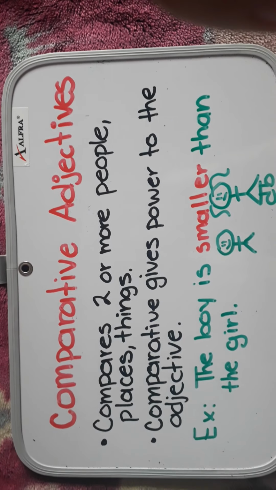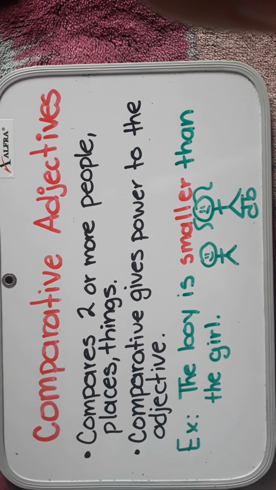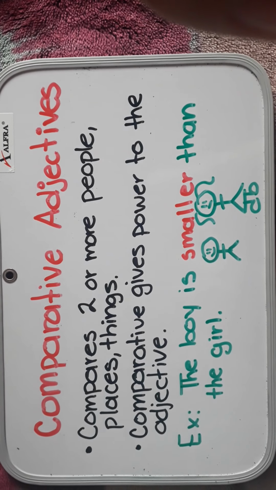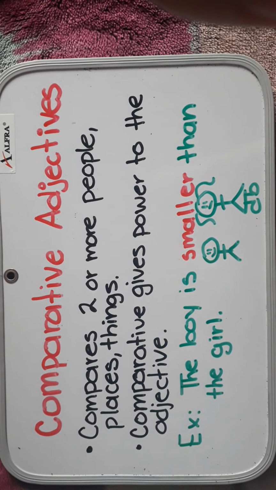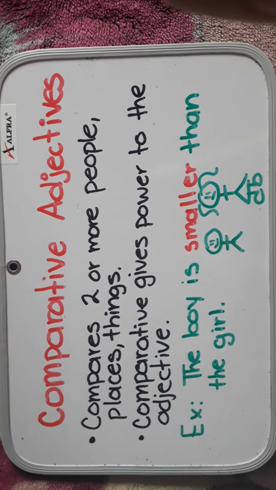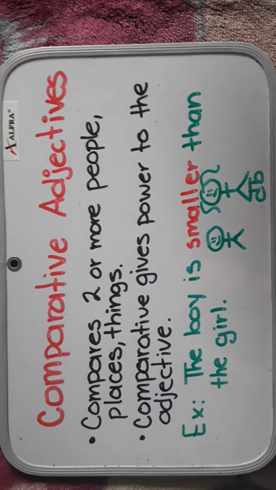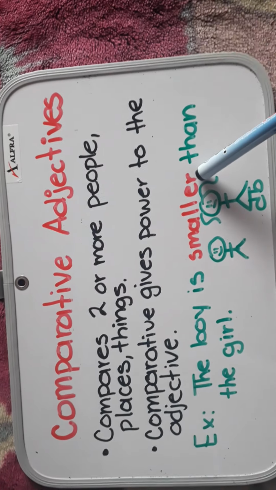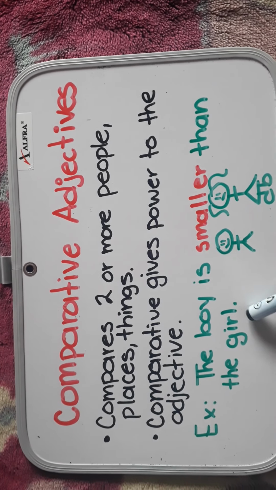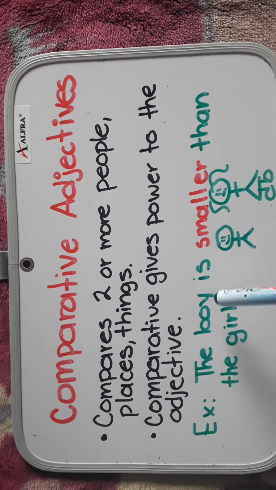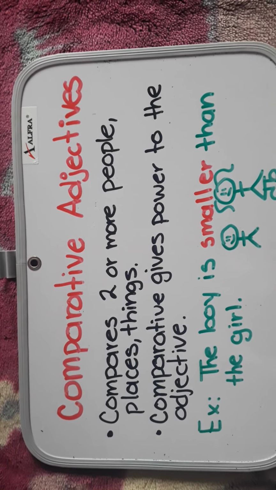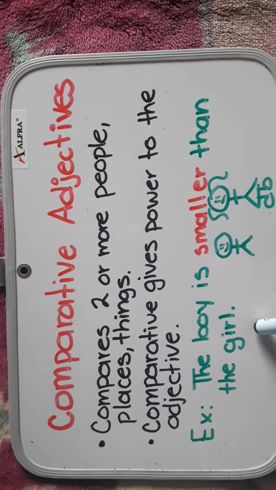The comparative adjective helps to compare two or more people, places, and things. Also, the comparative gives power to the adjective. For example, the boy is smaller than the girl. So it's always important to pay attention when we add the er to the adjective and then to compare with another person. For example, here the boy is the person we compare is smaller. Okay, smaller than who? Than the girl.